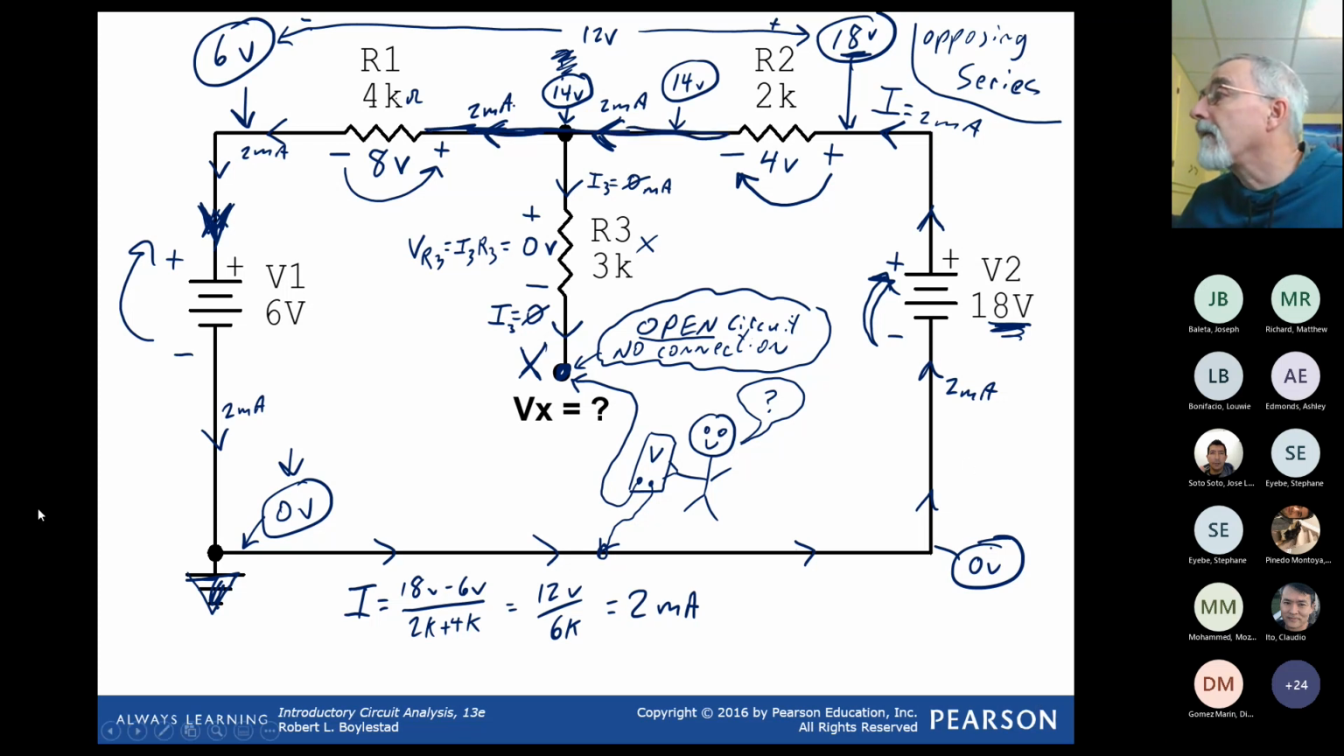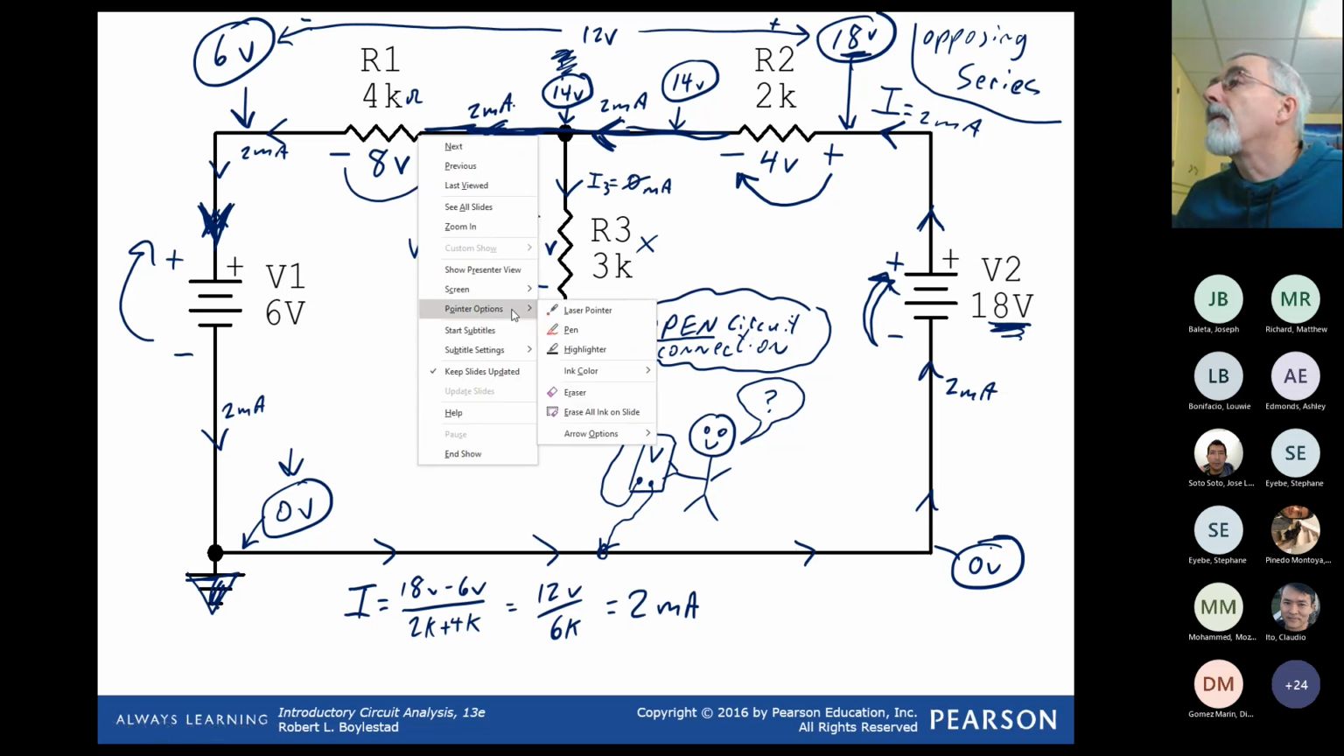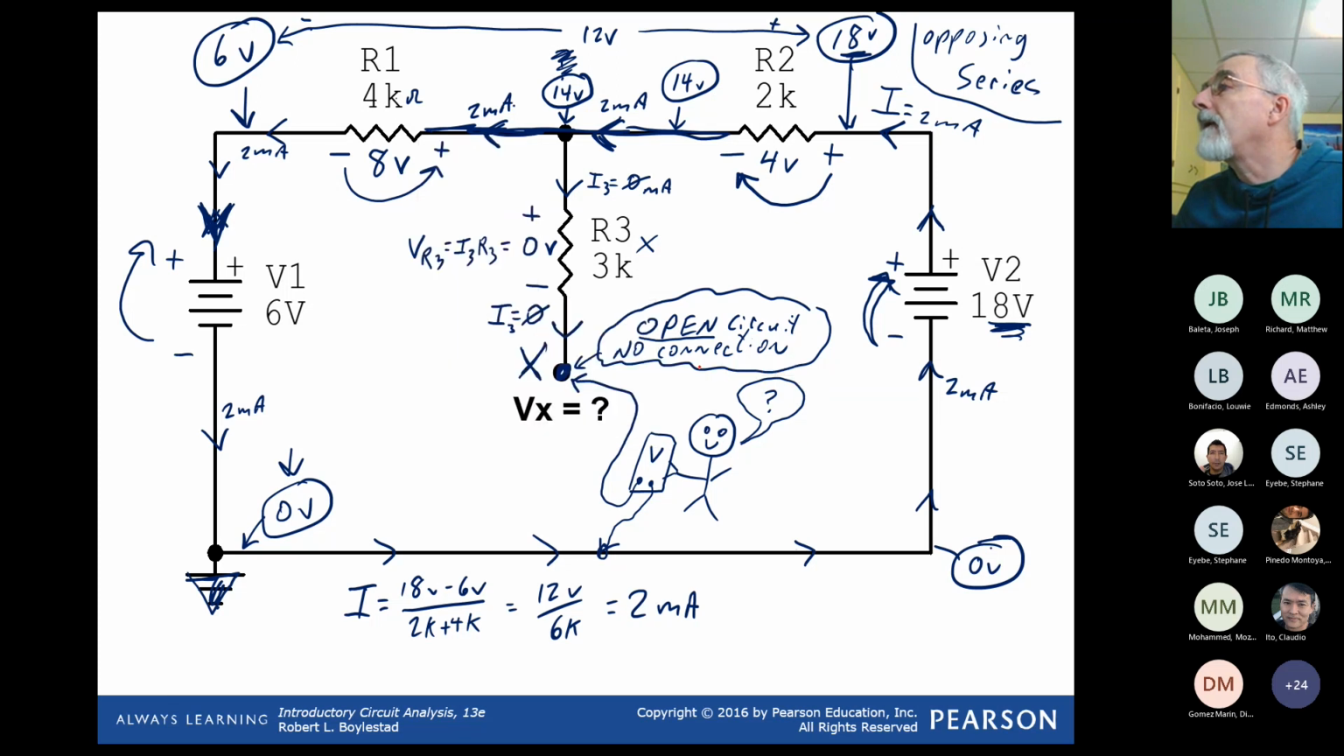So this line, and let's change our ink color to make sure we get this. Okay, mouse, pointer options, ink color. Yeah, I'll pick red. So this electrical point includes all the lines and wires without crossing a component, without encountering a component. So in red here, this point is at 14 volts.